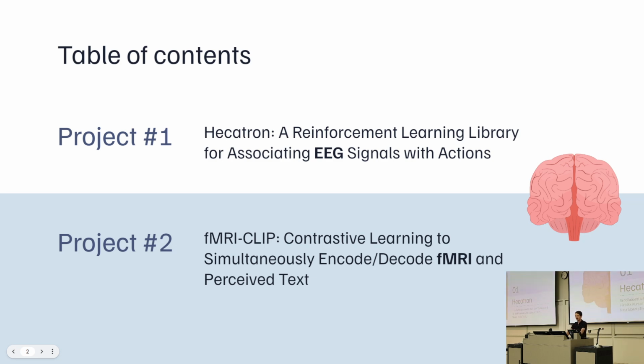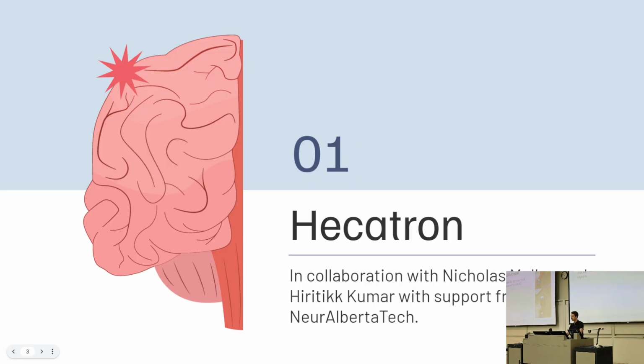So the first project, Hecatron, I did this in collaboration with Nicholas Mellon and Harrison Kumar with support from Neurotech, as it was a Neurotech project. The original goal of the project was that we wanted to develop and program a prosthetic hand that could be controlled purely through EEG signals.